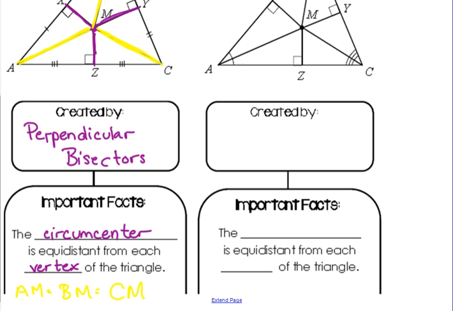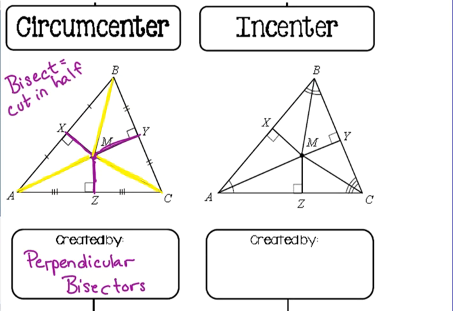Okay, those all have the same length, and that's very, very bright. I apologize. Let me trace that in green so it shows up better. AM is equal to BM, which is equal to CM. Oops, too many humps in my M. All right, so the circumcenter is created by the perpendicular bisectors, the lines that are perpendicular to the sides and cut the sides in half. All right, let's look at the incenter.